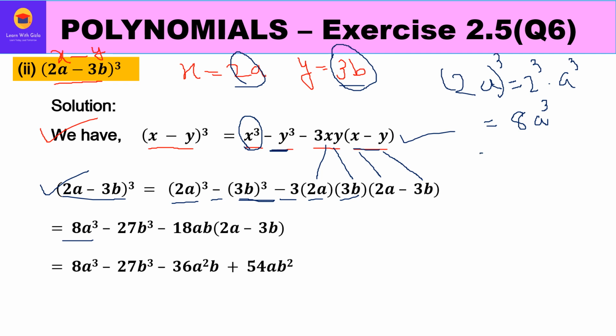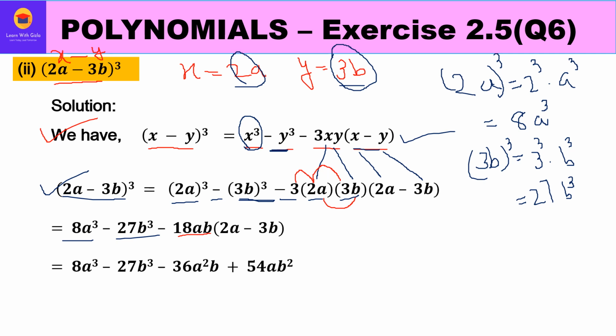Now 3b whole cube is nothing but 3 cube into b cube. Right? Both has to be cubed. Now 3 cube is what? 27, and b cube. So over here 27b cube. Make sure minus sign is outside. Now minus sign again over here, and next we have 3 into 2, 6, 6 into 3, 18, 18ab, right? Because a into b, ab.